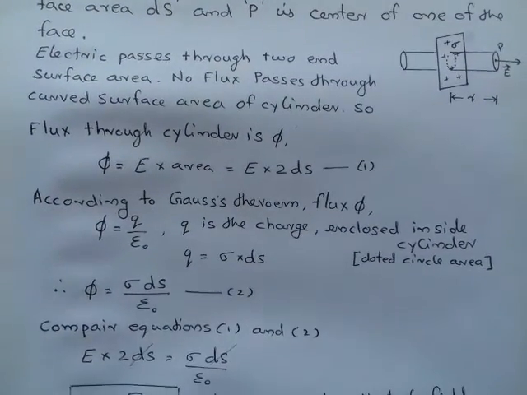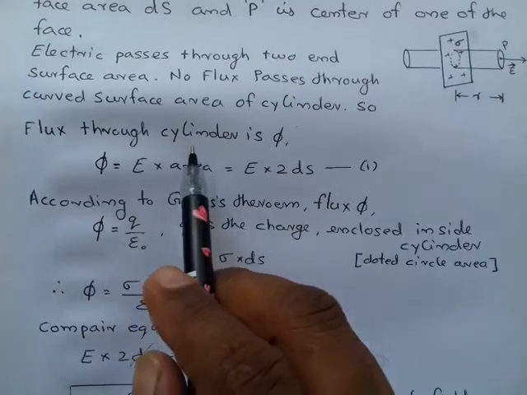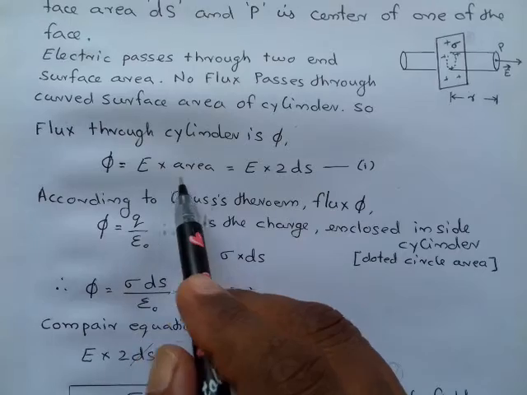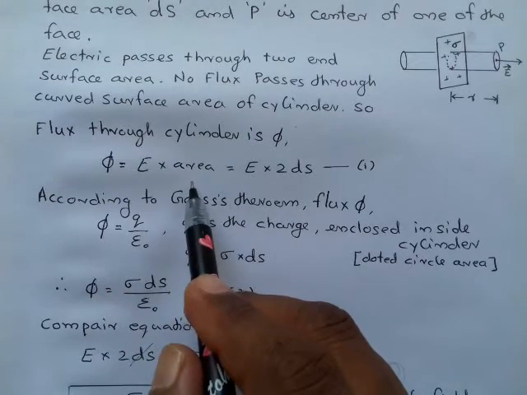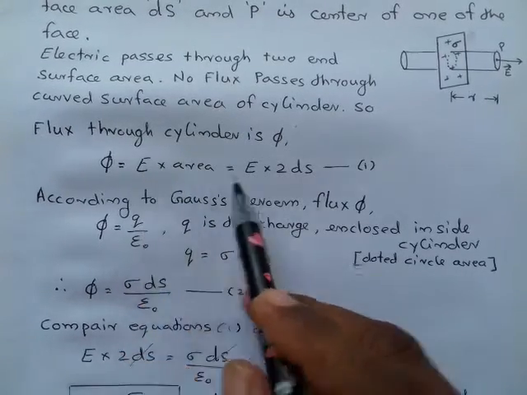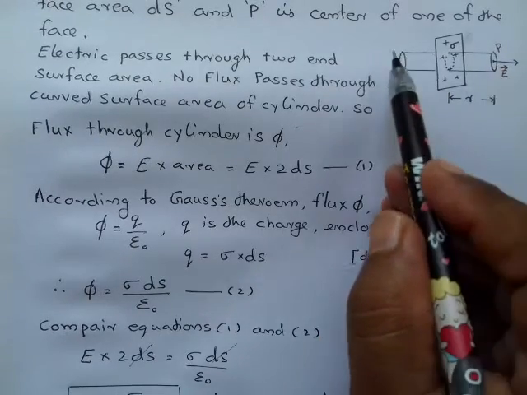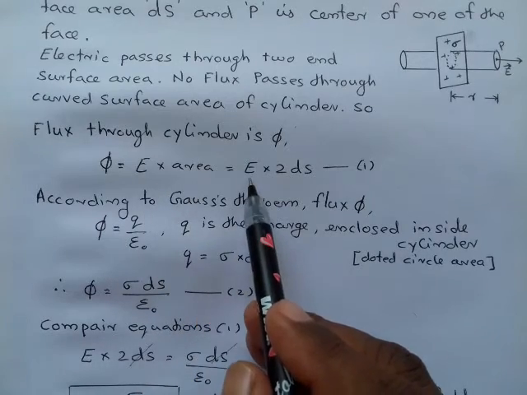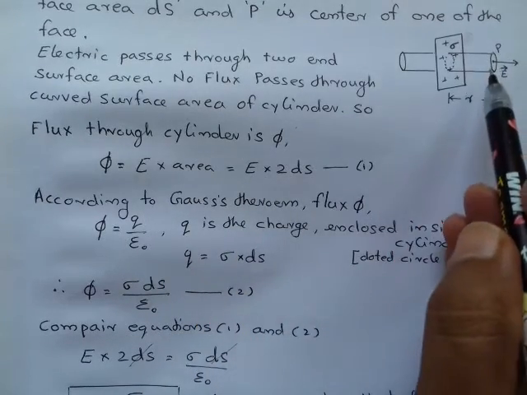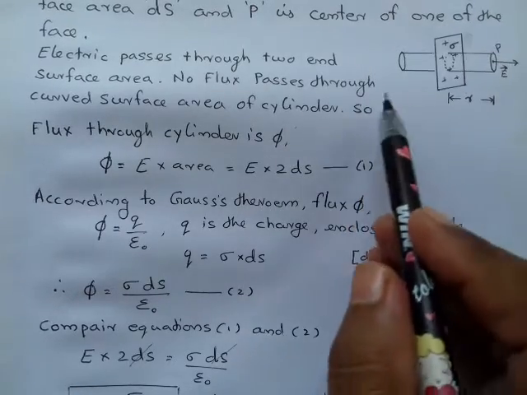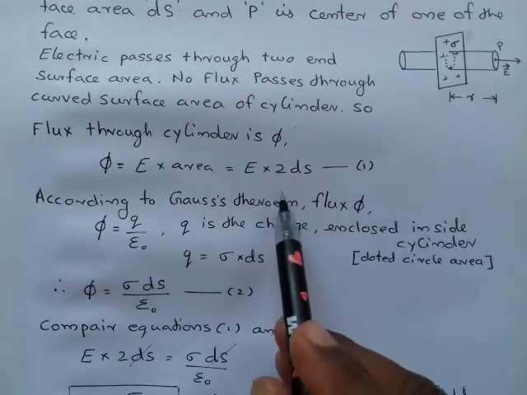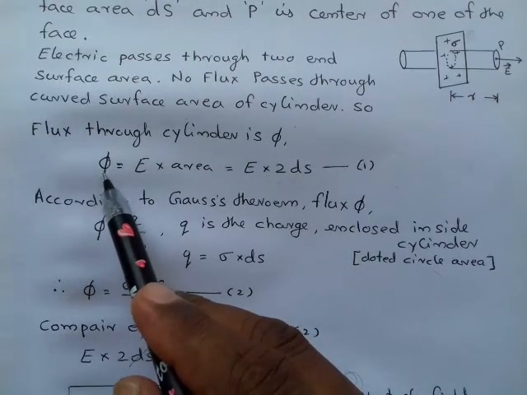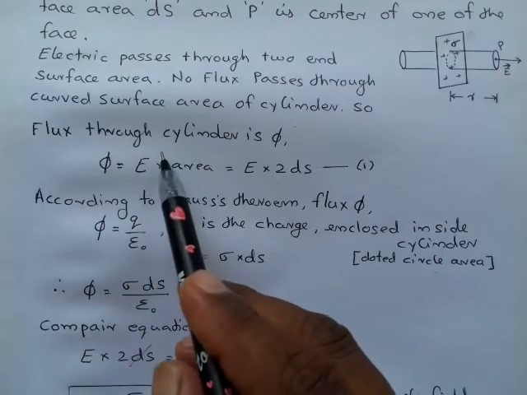So we need to consider only the flux through the whole cylinder, which is flux equal to E into area. E means electric field into area. What is E? E is the electric field at the point P here or at the point here. So that is equal to E into ds plus ds. So that's the area, ds here and ds here. So that is 2ds. So let that be equation 1 for the total flux passing out of the Gaussian cylinder.